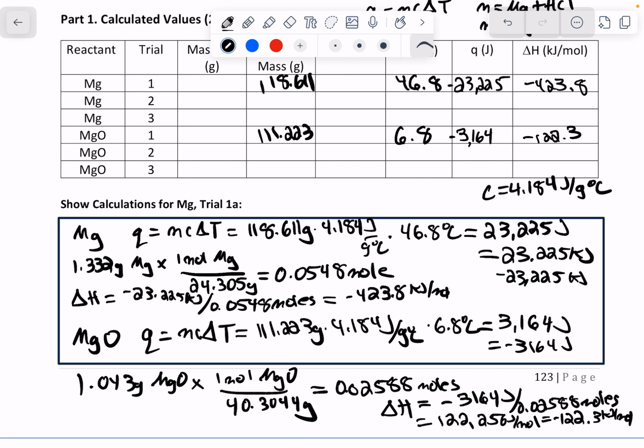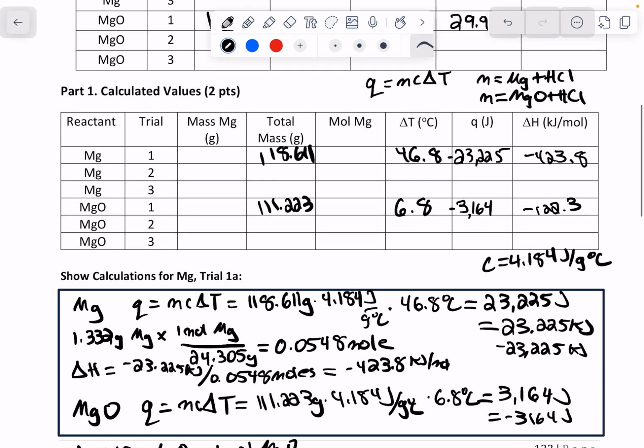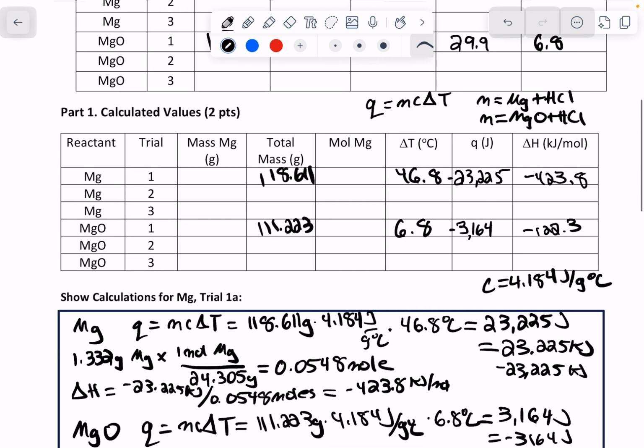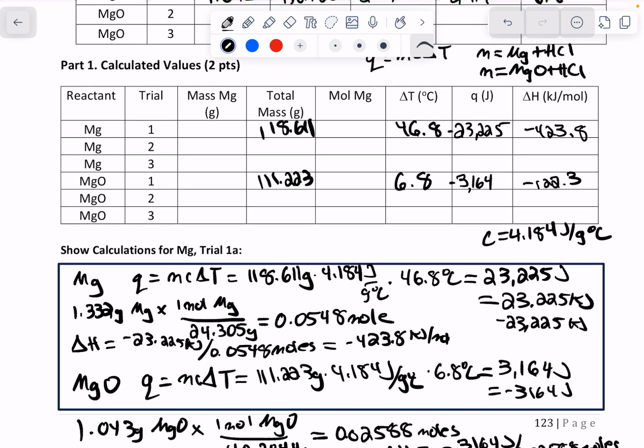And so now what we need to do is to answer the questions. It really doesn't matter what the mass of the Mg is, because in the end, when you divide by the moles, you should always get roughly the same number, which is hopefully going to be minus 423 for the Mg and minus 122 for the MgO.